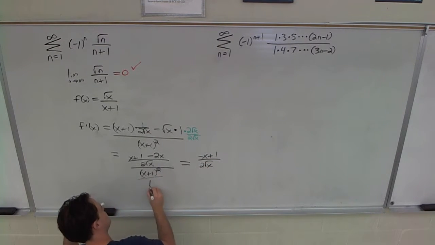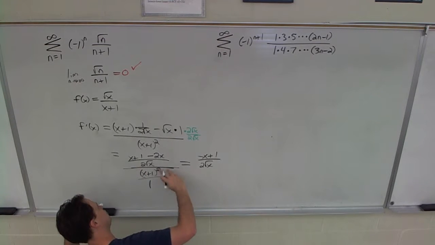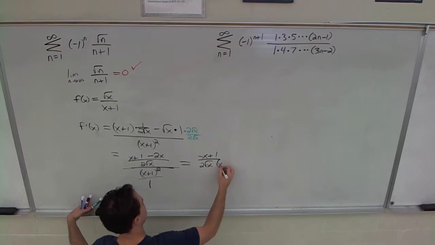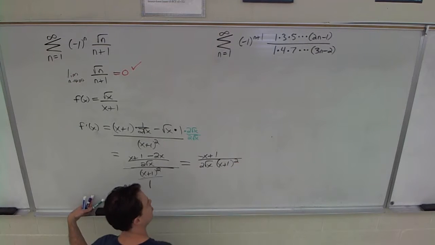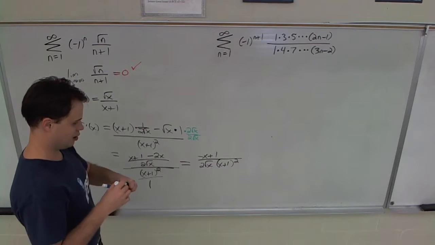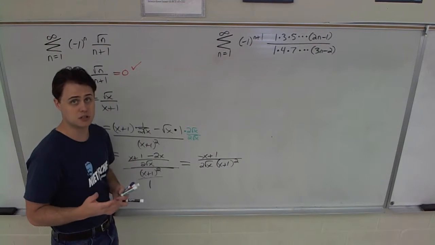Now this is like this. There's the main fraction bar. So if I flip it, it's going to go right there. So that's going to be x plus 1 squared. Okay, so there we go. So all we need to do is show that it's decreasing.